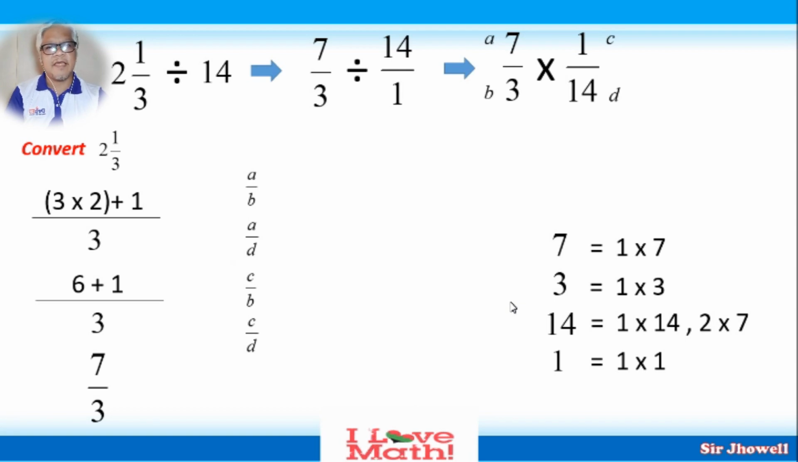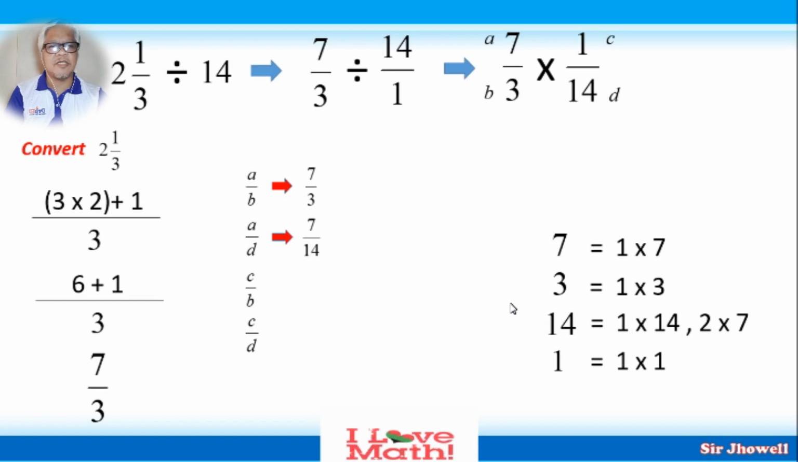Unahin ulit natin, A over B. Look at the problem. It is 7 over 3. Common factor of 7 and 3 is 1. So, wala nang pwedeng i-divide. Continue. A over D. Look at the given. It is 7 over 14.